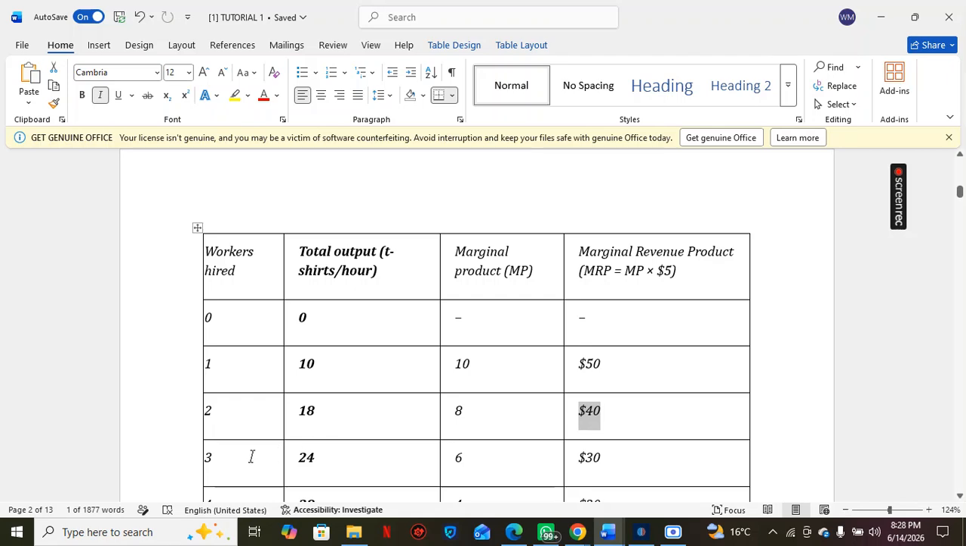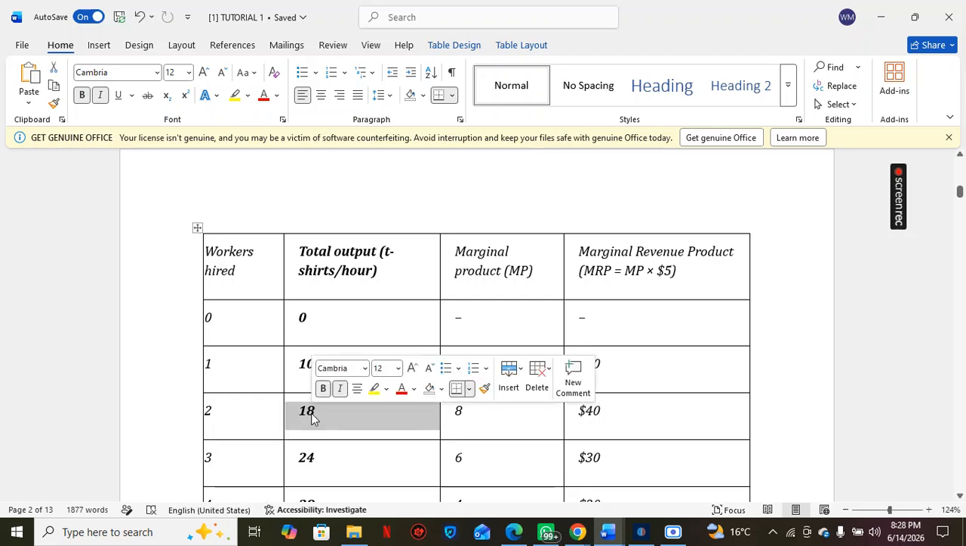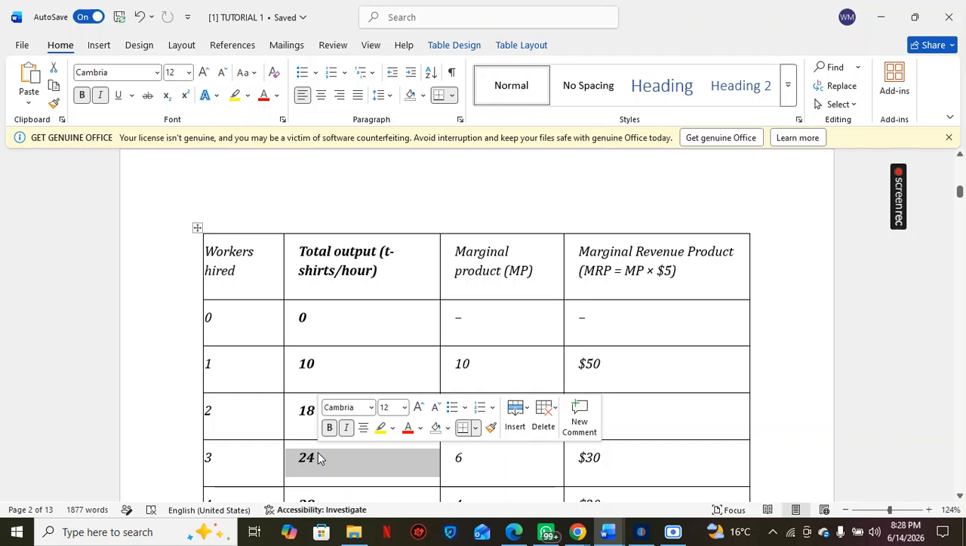You bring in your third worker. Your output increases from 18 shirts to 24 shirts. Remember, your machinery is fixed. Okay, let's say in this case, since the more workers you bring in, the additional produce they're bringing is dropping.